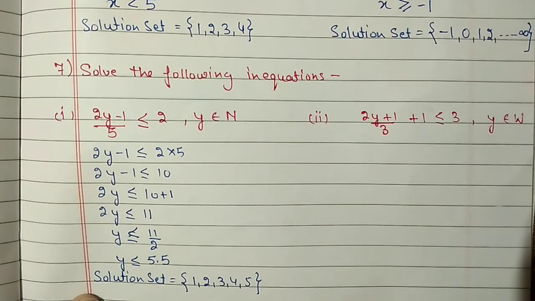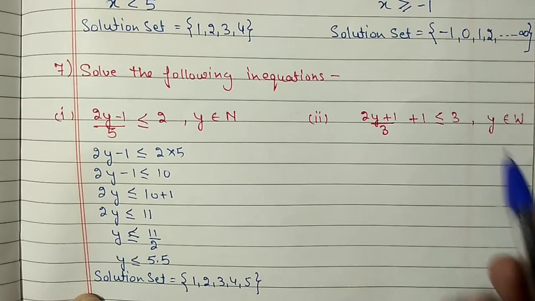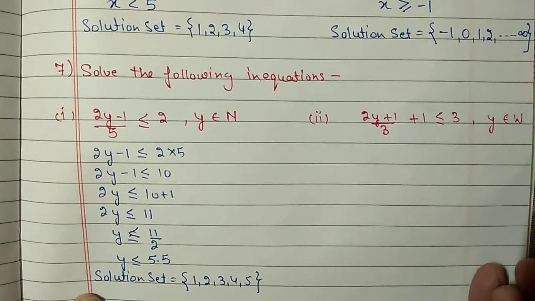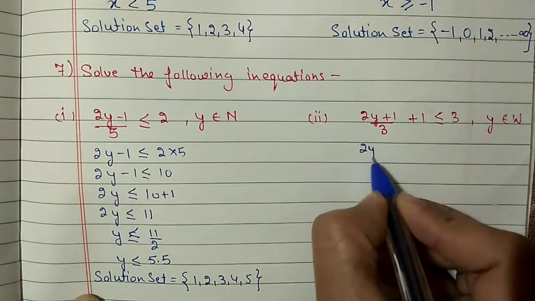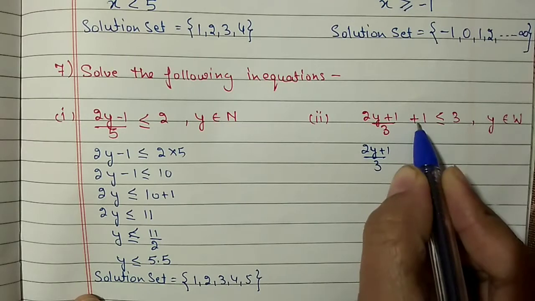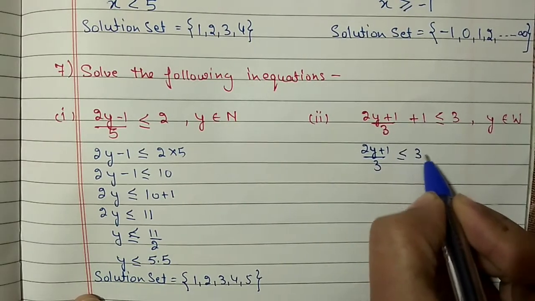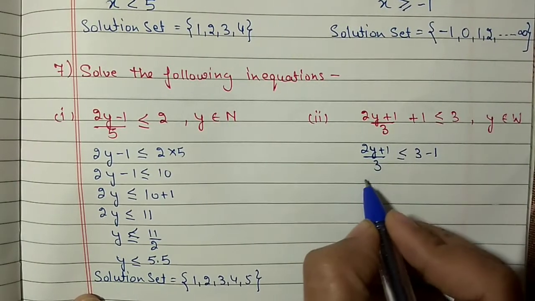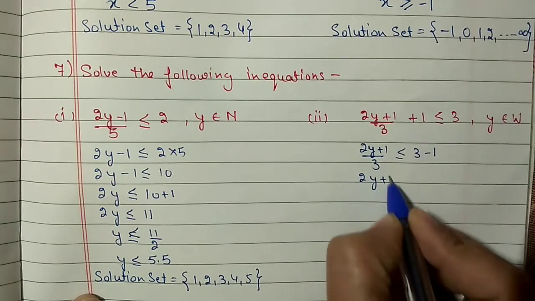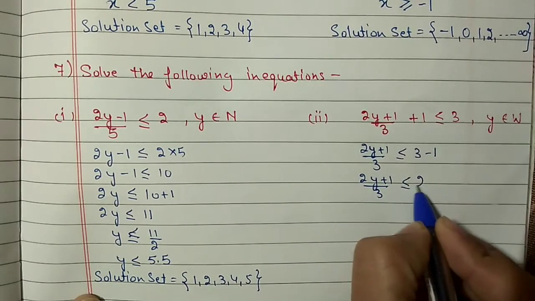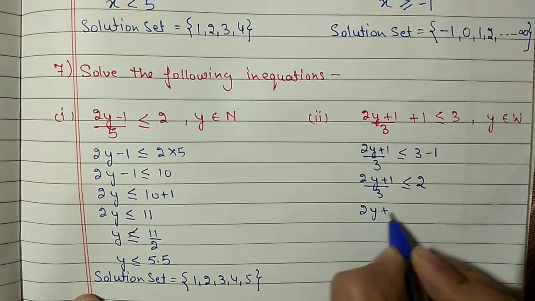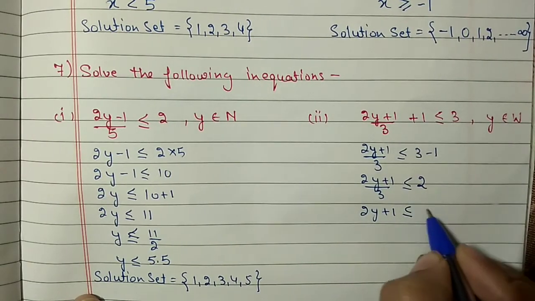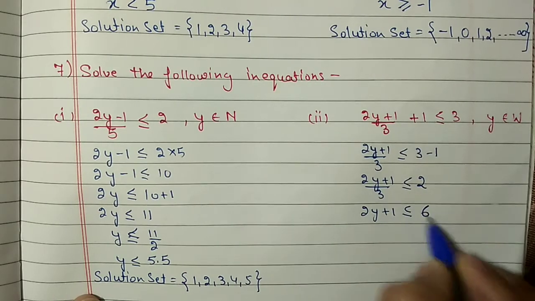Next, second part: (2y+1)/3 + 1 ≤ 3, and the replacement set is given as whole numbers. So first we will simplify this. The plus 1 we can shift to the other side, it will become minus 1. So (2y+1)/3 ≤ 2. Now this 3 also we can shift to the other side. So 2y + 1 ≤ 2 into 3, we get 6.